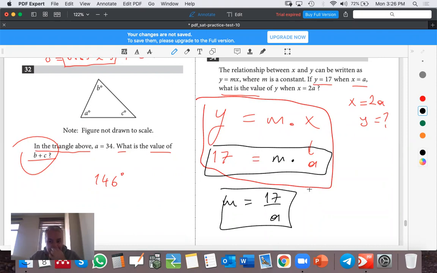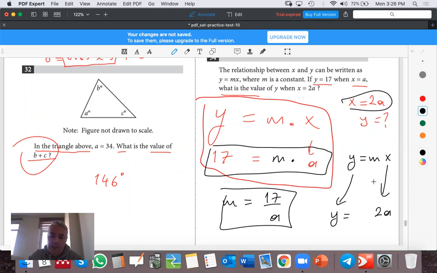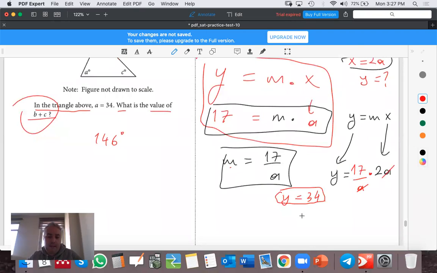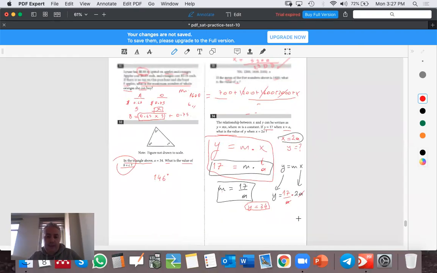This is finished. Now, it says that for the same equation, which is y is mx, when x is 2a, so put 2a. What is y? This is the question I will find. So what I need is m. Do I know m? Yes, it is here. I have calculated it. So 17 over a. So what will the answer be? a and a simplify. y is equal to 34. That's it. Finished. Any question? Is this clear? Clear. No question.